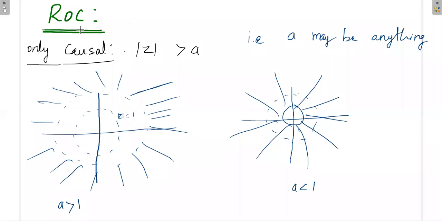In this class, we'll discuss ROC, region of convergence for Z transform. Then finally, we'll solve a problem based on the region of convergence.